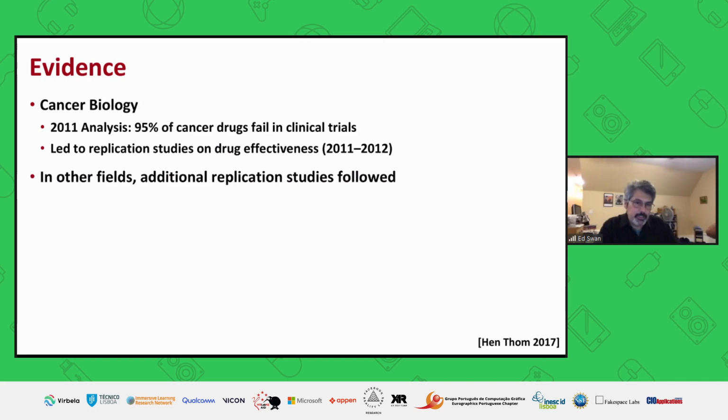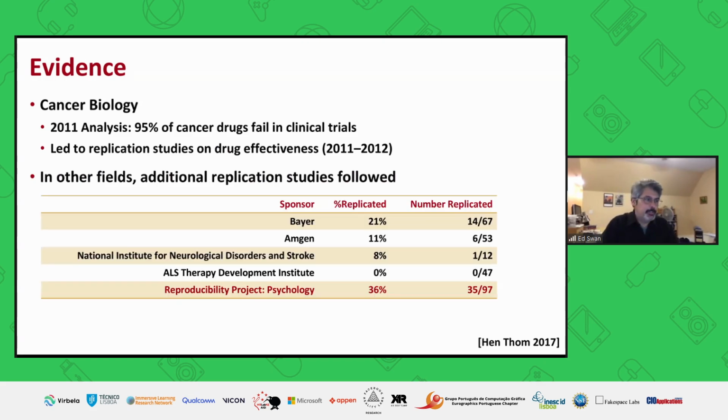And then in some other fields, including psychology, other replication studies followed. So this is what was found. The Bayer company replicated a bunch of drug studies and found that only 21% successfully replicated. That is, whatever the claim was in the paper that drove the development of a drug, only 21% were able to be replicated. Amgen is another big drug company, found that 11% were replicated.